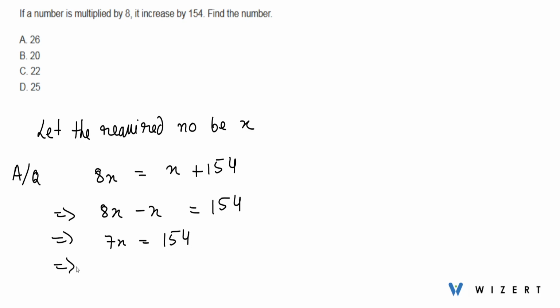So divide both sides of the equality by 7. So x will be equal to 154 upon 7, which will be equal to 22. So x will be equal to 22. So 22 will be our required answer. Upon checking the options, we see that option C will be the required final answer.